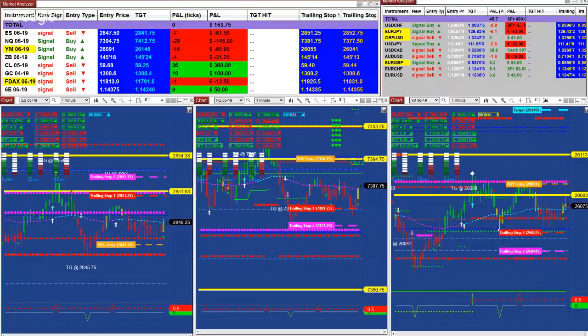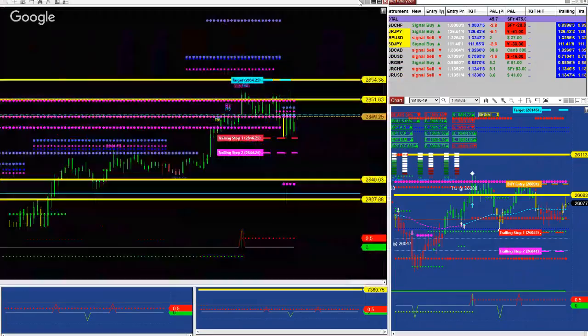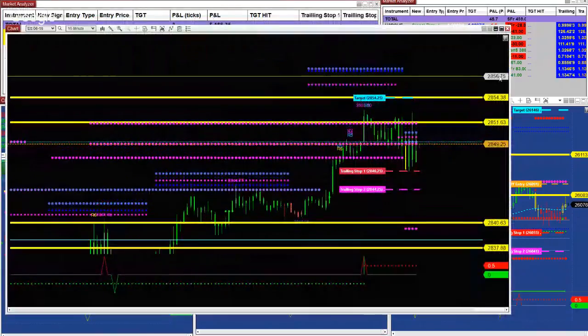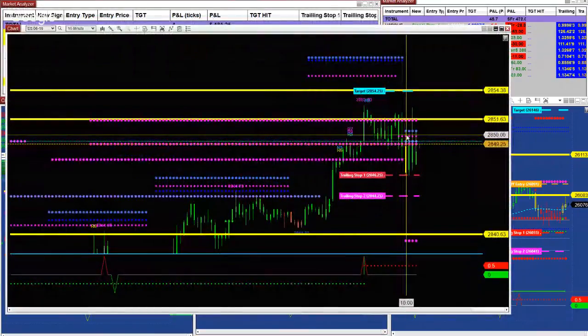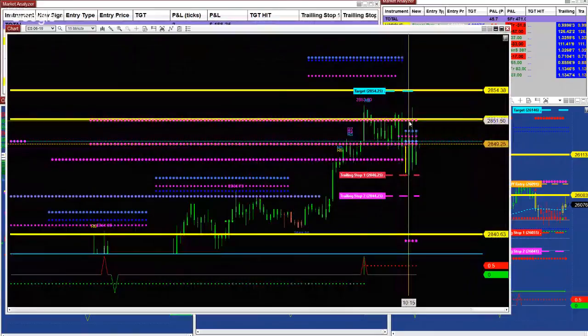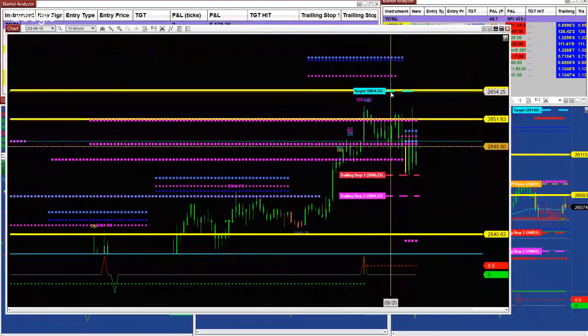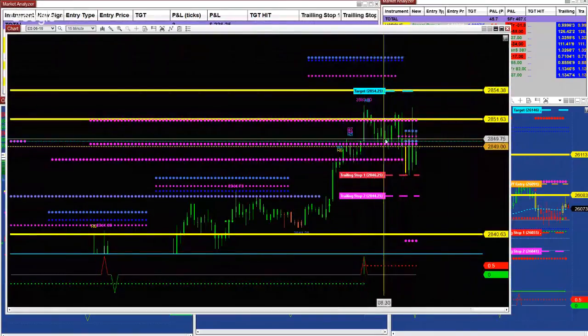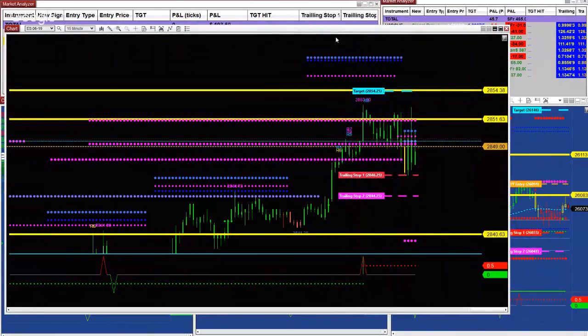Again, for the folks who don't have our system, look at this. It is resistance one, two, three, and four, and target is 54. And we got stuck in that channel here, which this area is not tradable.